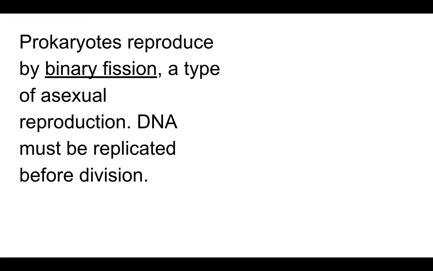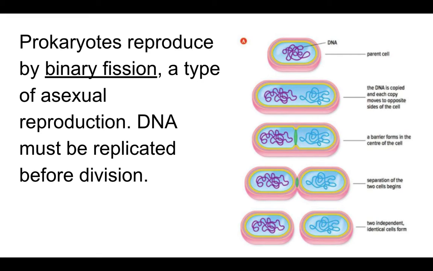Prokaryotic reproduction. Prokaryotes reproduce by binary fission, which is a type of asexual reproduction. DNA has to be replicated before the cells can divide. So here we have the parent cell. The DNA is copied, so we have 2 copies of the full genome. And then those 2 daughter cells start to separate, eventually becoming 2 distinct cells. They're genetic clones of the parent cell, because the DNA was just replicated and then separated.